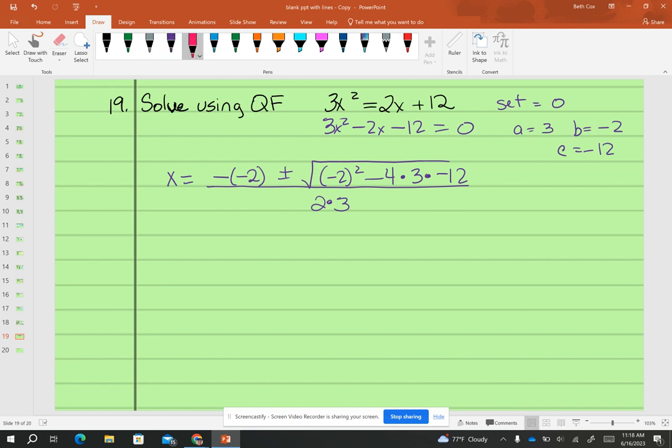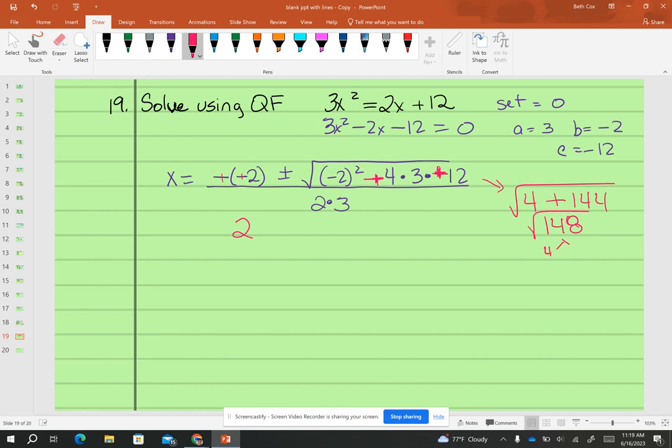So this is going to become a plus, so that'll be a positive 2. This is going to become a plus because it's a negative times a negative, which becomes a plus. So in my radical, I'm going to have a positive 4 plus 144, because 4 times 3 times 12 is 144. So in my radical, I'm going to get 148.